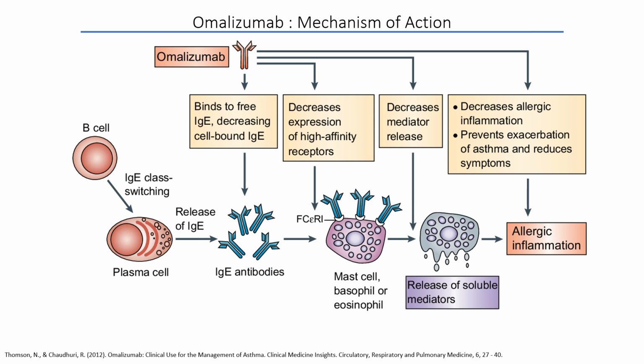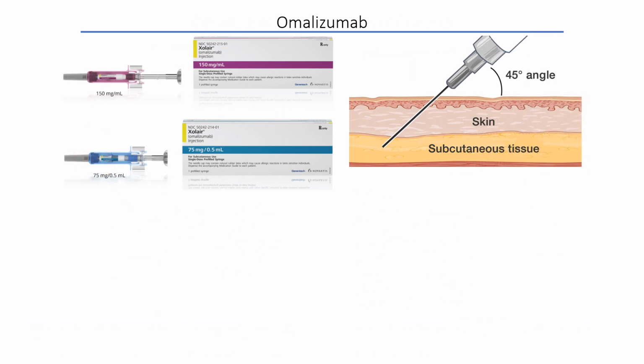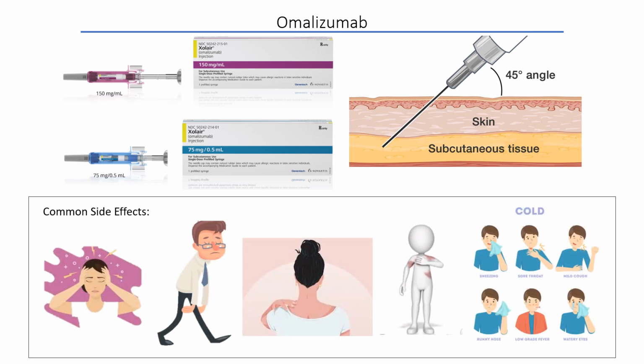This monoclonal antibody for IgE is reserved for patients who have demonstrated IgE-mediated sensitivity to asthma and have an IgE level that can be reduced by subcutaneous injection of omalizumab. Omalizumab is given by subcutaneous injection every 2 to 4 weeks. This is a very expensive drug. Last I checked, in Malaysia, the recommended price is about 2,000 ringgit per vial. Common side effects of omalizumab include headache, tiredness, joint or muscle pain, cold symptoms, and itching or rash, among others.